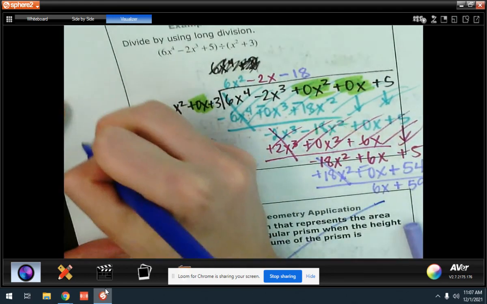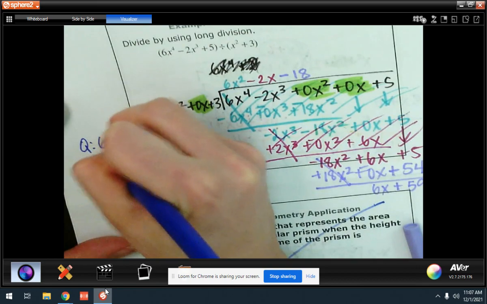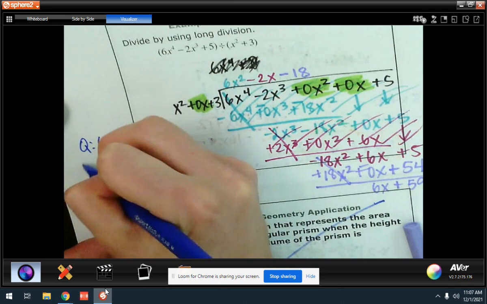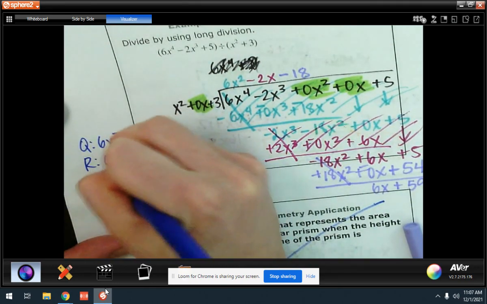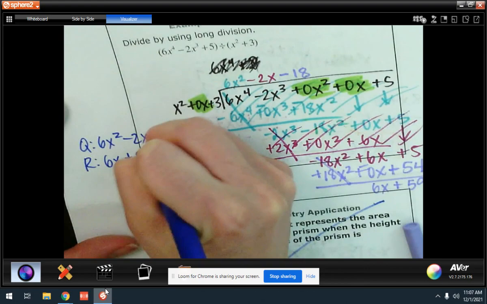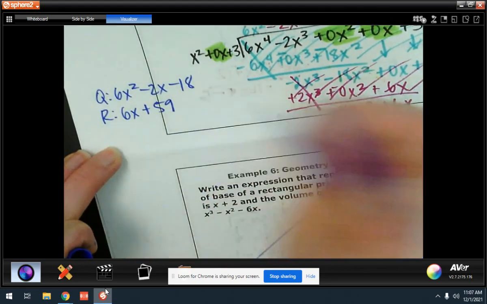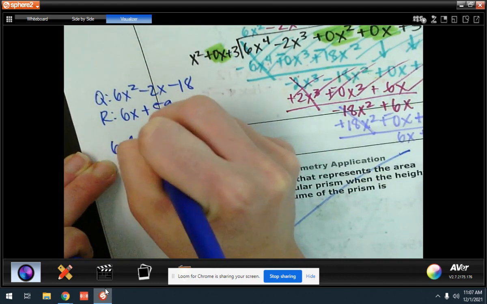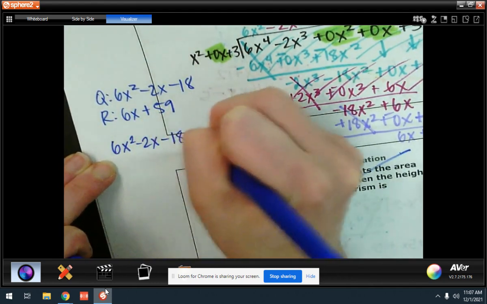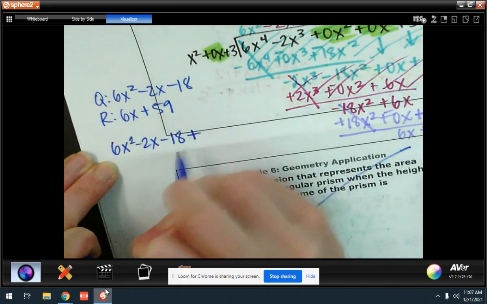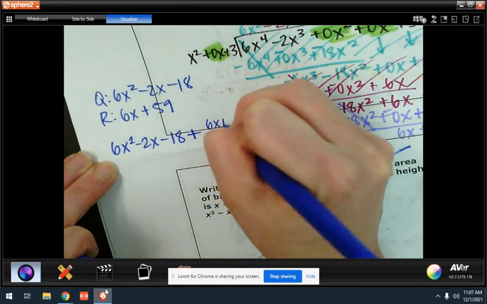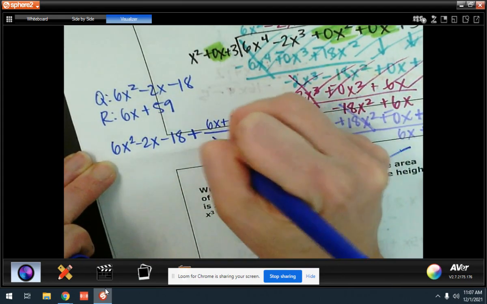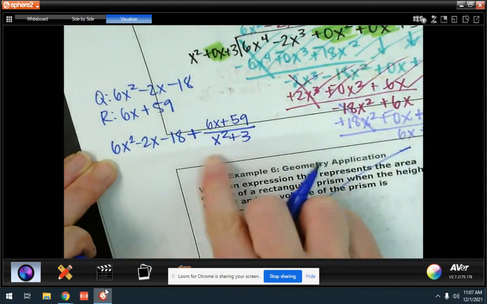So if the test question asks for the quotient, we type in 6x squared minus 2x minus 18. The remainder, we would type in the 6x plus 59. And then to write this in its weird form, go ahead and write the quotient, then a plus sign, and then the 6x plus 59 divided by the divisor. You don't have to put the placeholder there.